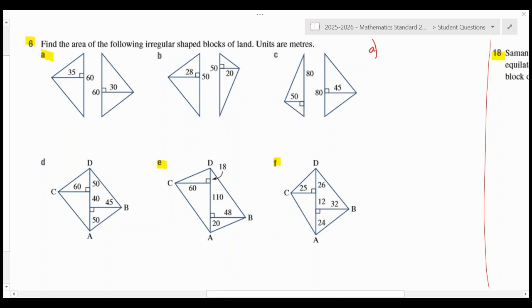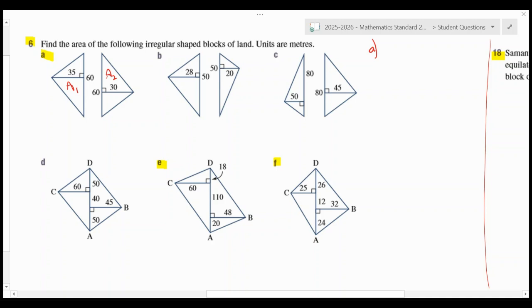So, question A. Now, these look a little confusing. However, if you look at them very carefully, we're trying to find the area of the following irregularly shaped blocks of land. So, what they're actually showing you is a block of land that looks like this. And they've just drawn a line in the middle and separated them. Okay, so it's actually one block of land, but they've just split them apart so that you can see how to solve it. Alrighty. So either way, we're going to do area 1 and area 2.